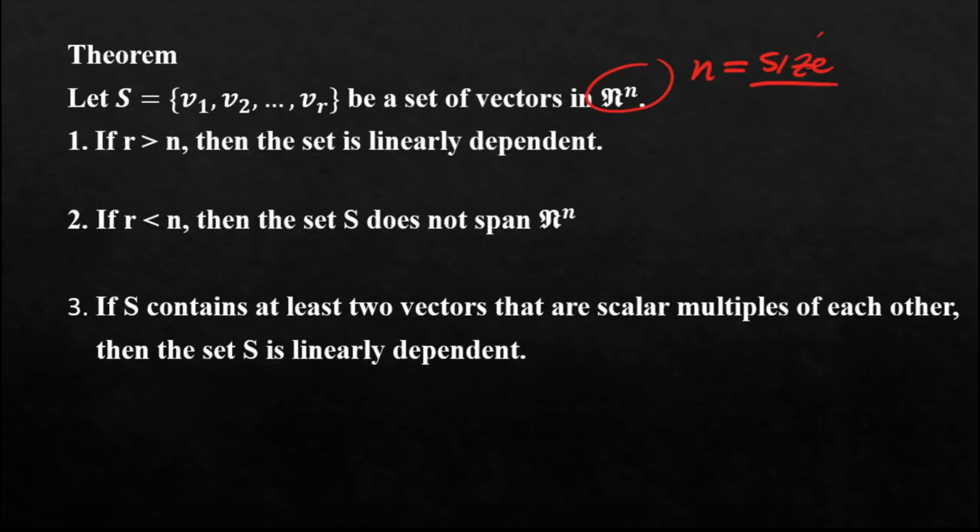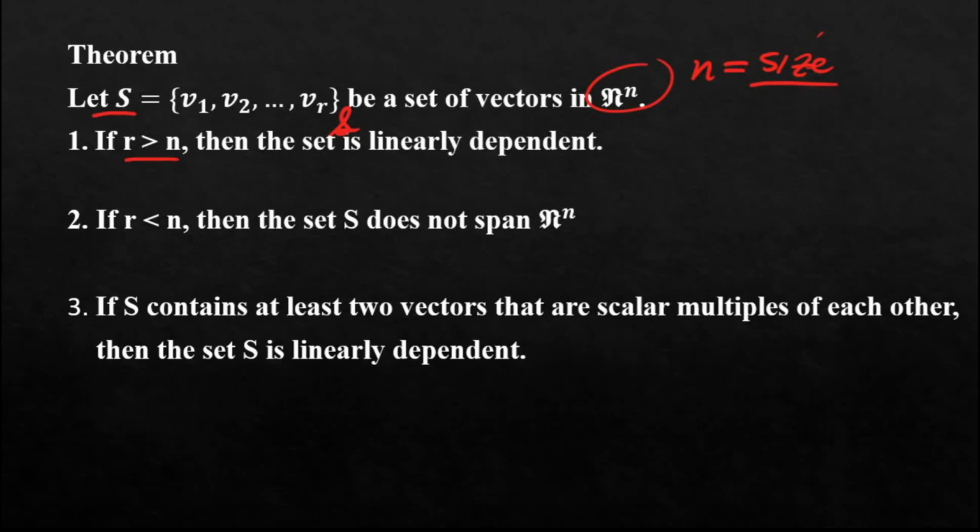So what you want, the ideal situation, is that you want S to have n vectors in it. And so then we get a smooth transition where we can determine linear independence and spanning. But that's not an ideal situation. So if r is greater than n, if the number of vectors I'm given is greater than what the space, the superspace, the big space Rn, allows, then the set S is linearly dependent.